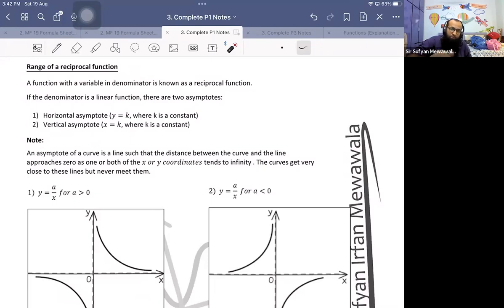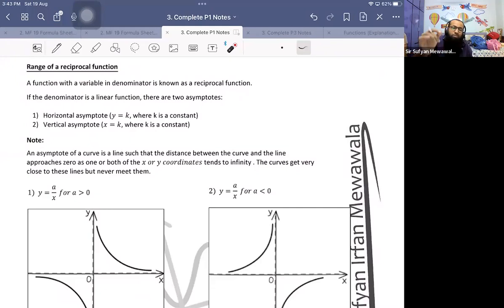So the first question is: what is a reciprocal function? What is a reciprocal function? The answer: a function with a variable in the denominator is known as a reciprocal function. Take 1/3 or 2/3; if we reciprocate it, it is going to be 3/2. So it is about reciprocating fractions. Reciprocal means to shift from numerator to denominator or denominator to numerator.